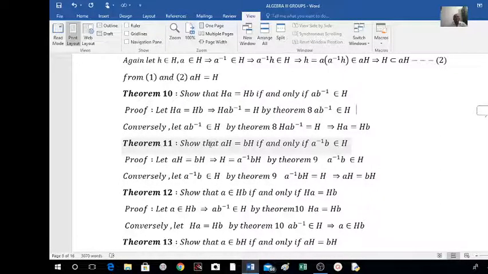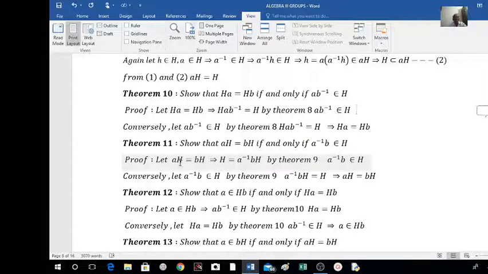The statement is: show that AH equals BH if and only if A inverse B belongs to H. Now let me consider the given condition: let AH equal BH. Then, operating by A inverse on both sides, on the left-hand side this becomes the identity, EH, which is nothing but H. On the right-hand side, we get A inverse B H, so A inverse B H equals H.